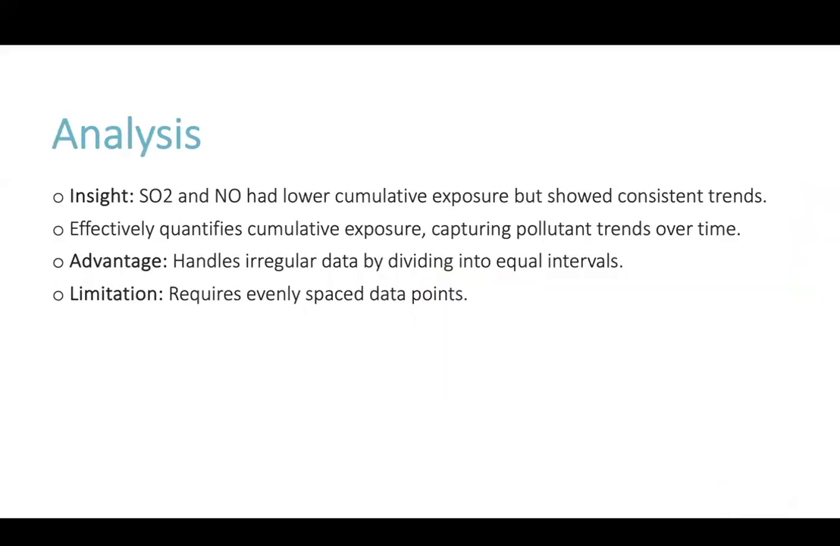So for analysis, we got the insights that SO2 and NO had higher cumulative exposures but showed consistent trends. Effectively, they quantify cumulative exposures and capture the pollutant trends over time. And the advantages for using this method was it handles irregular data by dividing it into equal intervals. So it really helped when we had missing data points. But the only limitation is that it requires evenly spaced data points.